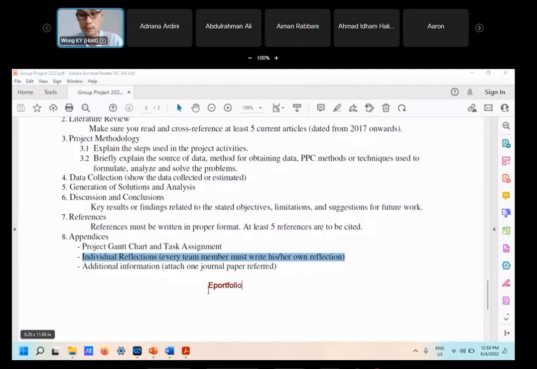UTM has a system called ePortfolio. It allows students to access this system and record down their reflection. So preferably, I want all of you to write your reflection in this ePortfolio system. And then when you submit your report, you just insert the link. When you have submitted your ePortfolio, there should be a website link. So you give me that website link in your report. So every member just inserts the ePortfolio link. So when I receive your report soft copy, I click the link, I will access your e-portfolio and I will read your reflection from there.